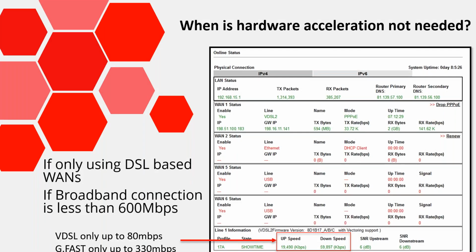So when is hardware acceleration not needed? When your fiber connection is still based on DSL or FTTP that doesn't exceed 600 megabits per second, it is unlikely that enabling hardware acceleration will have any impact on your internet speed.